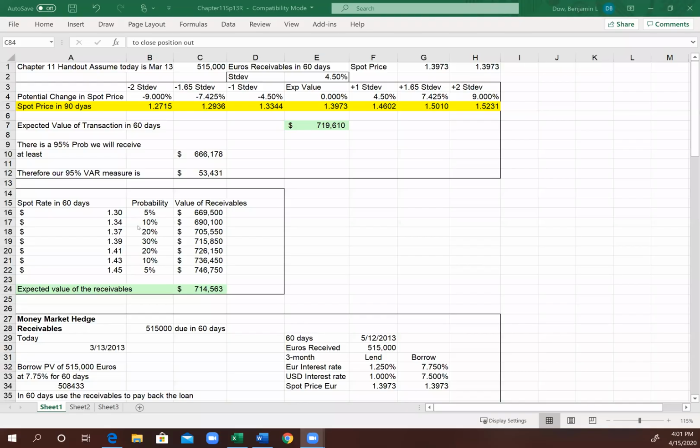All right, so if we look at where we picked up last time, remember we had 515,000 euros coming in 60 days. Okay? And we knew that there could be a range of possible outcomes for the spot price. And we could have either used a normal distribution, which is sort of an unbiased expectation about exchange rates in the future, or we could have used a forecast. All right, we actually did both. But in this chapter, we're going to focus more on the forecast.